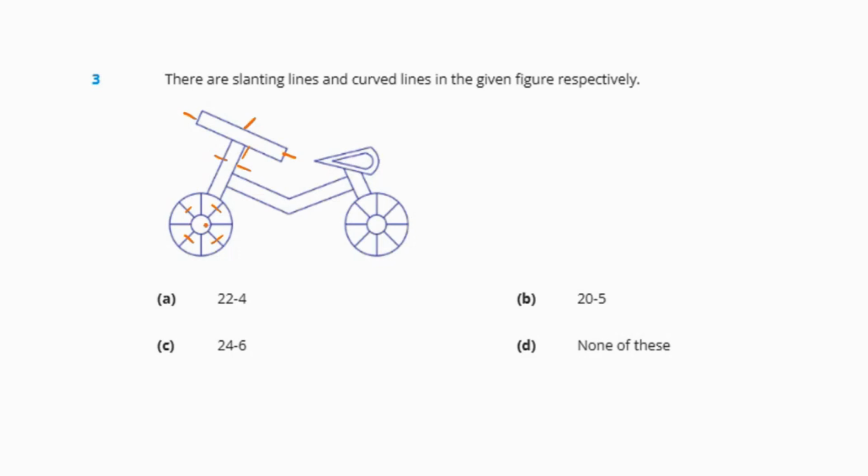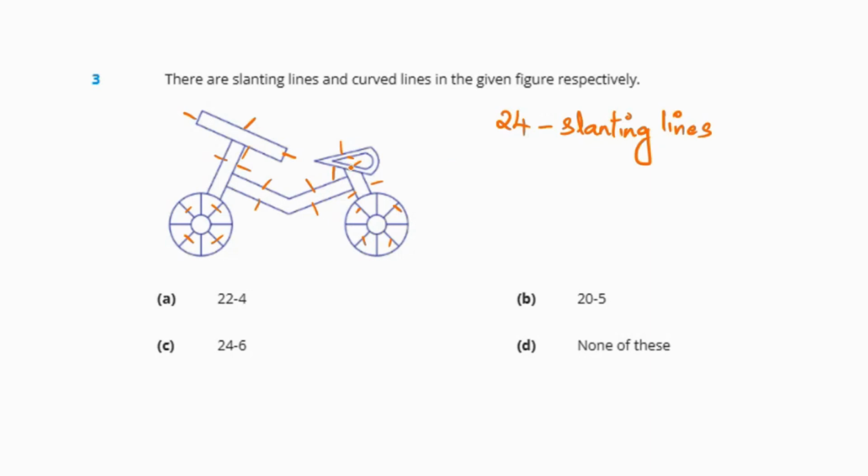These are straight only, not slanting. Then 10, this is 11, 12, 13, 14, 15, 16, 17, 18, 19, 20. This one is 21, 22, 23, 24. Others are straight lines only. So we have a total of 24 slanting lines, not counting the straight ones.